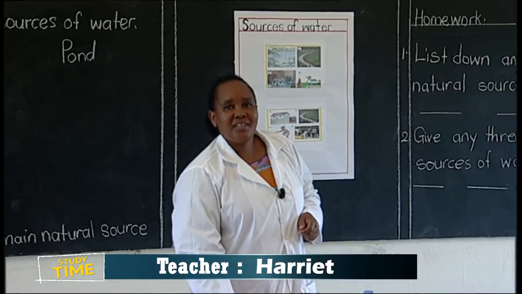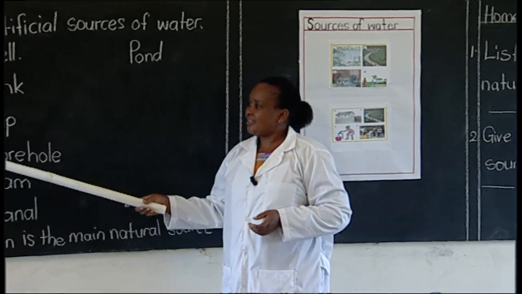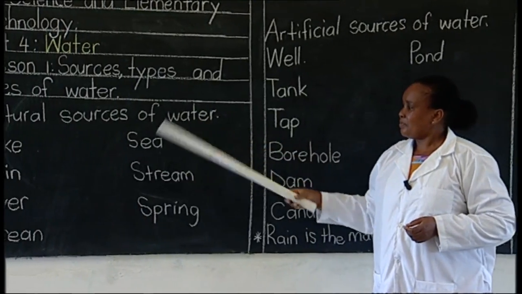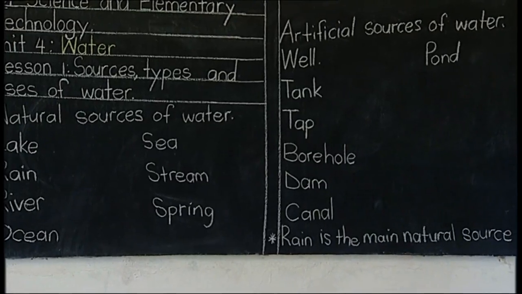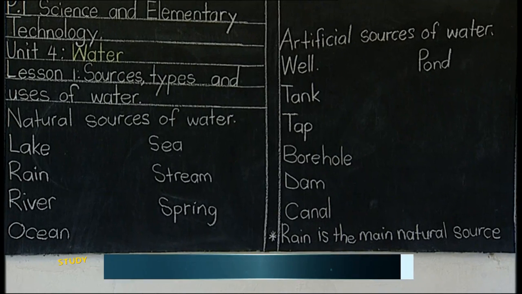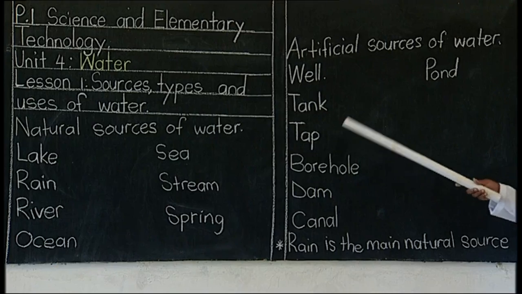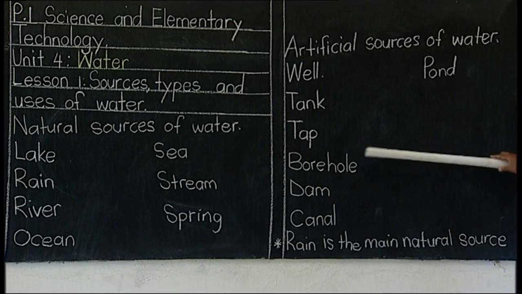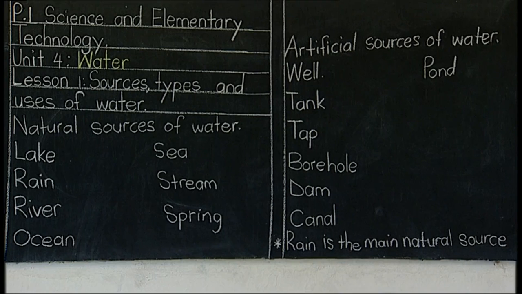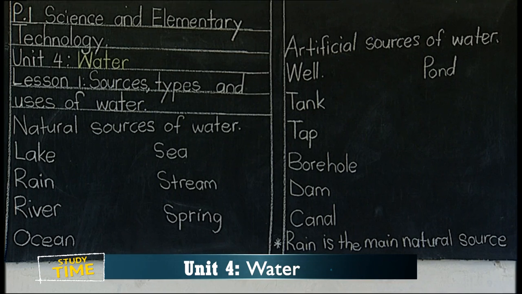Now, I want us to copy these sources of water into our books. Write quickly. Space your work very well. I'm giving you very few minutes. You copy quickly. Copy. Write well. Make sure you write on lines. Follow the lines. Hurry. You first write natural sources of water. When you finish, you write artificial sources of water. And always respect sources of water. Don't pollute them. Don't throw rubbish there, because water is important. Okay? Hurry.